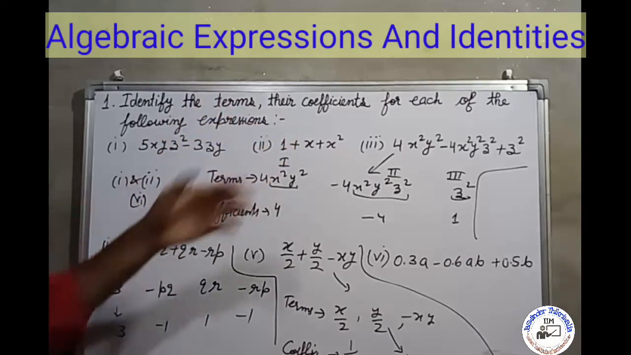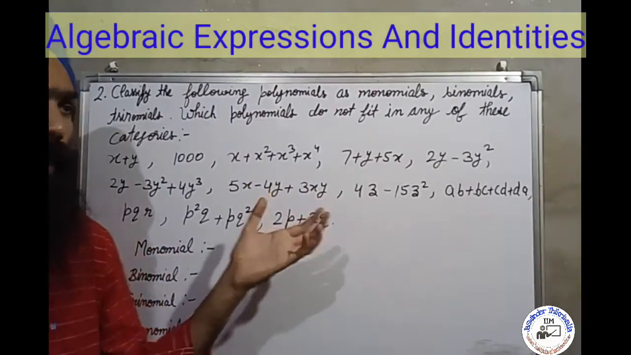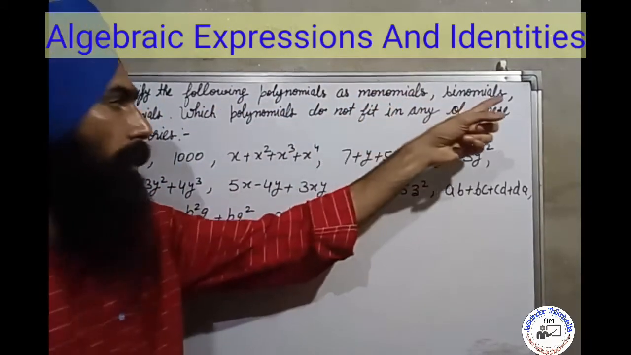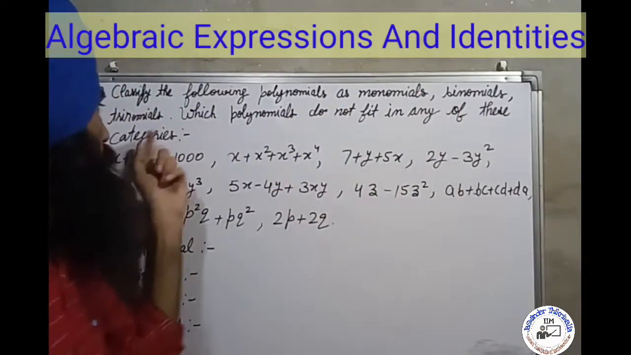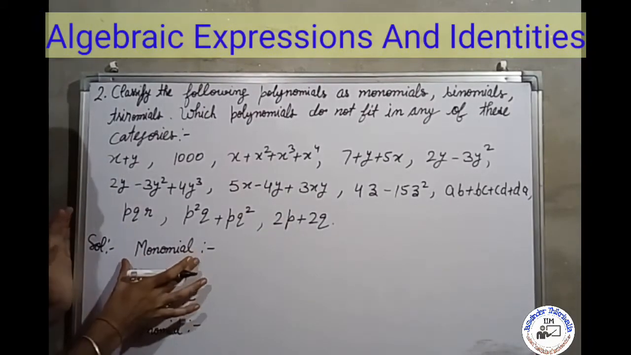So these were a few examples in which you can find out terms and coefficients. Now we will discuss the second question. In the second question, you have to classify the following polynomials as monomial, binomial, trinomial. Which polynomial does not fit in any of these categories? You have to write it separately. Okay? First of all, we will check monomial.